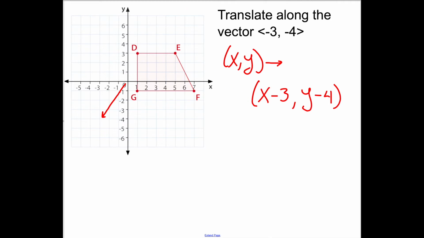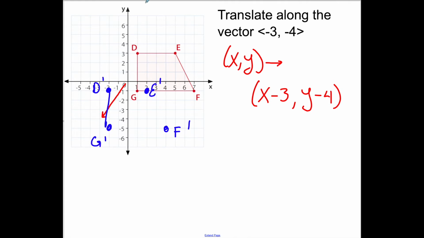So let's take a look at what the new shape's going to look like. I'll do this one in blue. So the point E, we're going to move it left by 3 and down by 4. So it's going to come on down here. D is going to be moved left 1, 2, 3, down 1, 2, 3, 4. F is going to be moved over 1, 2, 3, down 1, 2, 3, 4. And G is going to be moved over 1, 2, 3, down 1, 2, 3, 4. And so we're going to want to label these E prime, F prime, G prime, D prime.